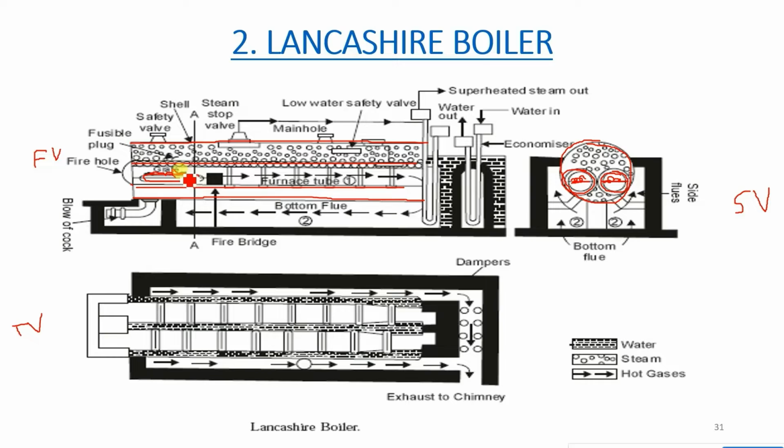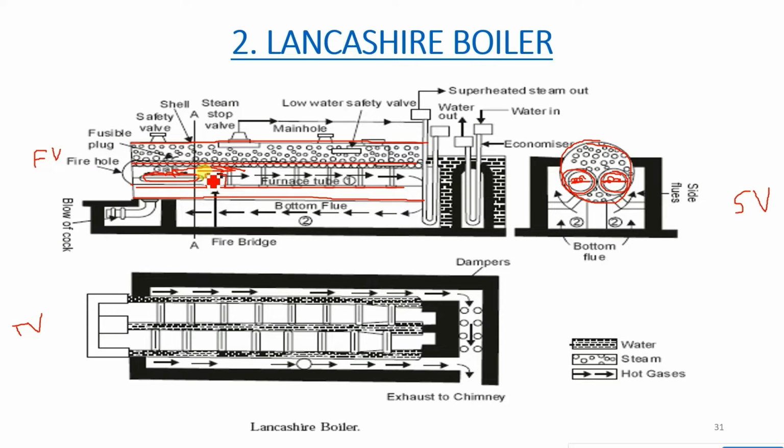Combustion of fuel takes place, and the flue gases formed. The combustible gases move in this direction. When flue gases move in this direction, along with flue gases, ash also moves in the rightward direction. Here you can see a fire bridge which prevents the movement of flue gases.